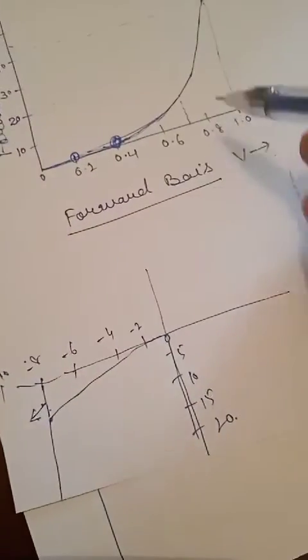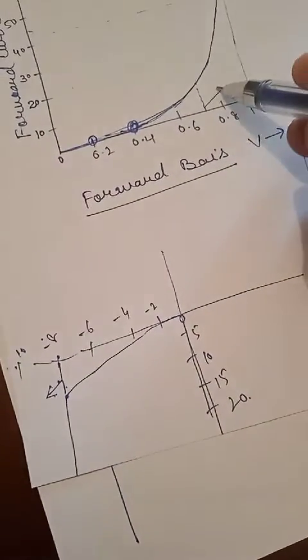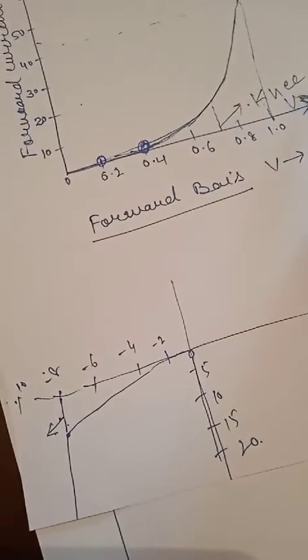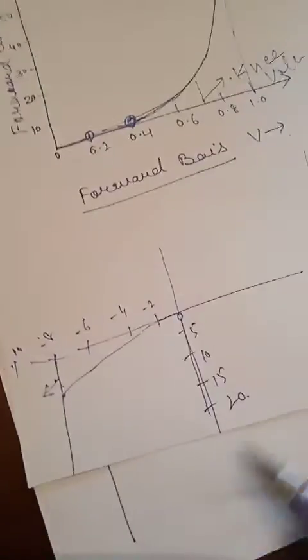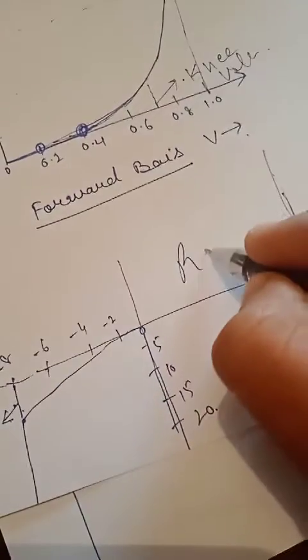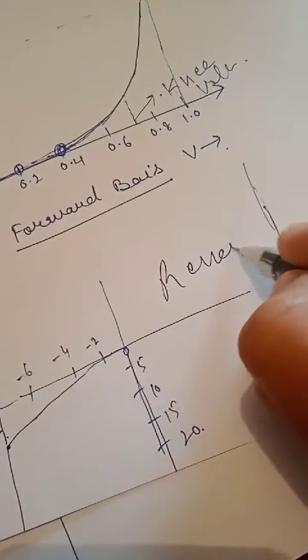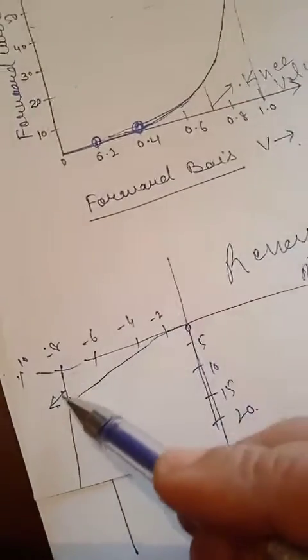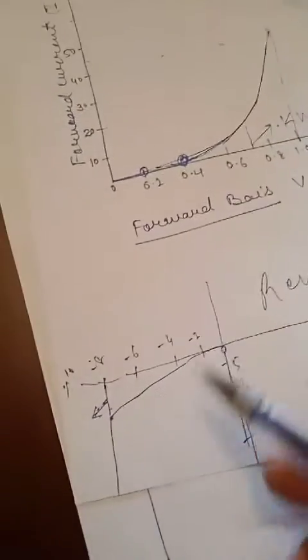In forward biasing, this value is called the knee voltage. And for reverse biasing, this maximum value of the voltage is called the breakdown voltage. So this is the experiment of the PN junction diode for reverse biasing.